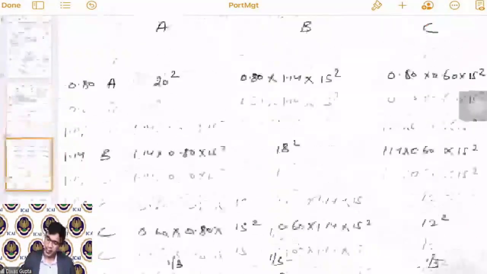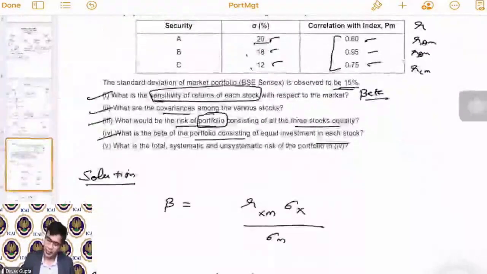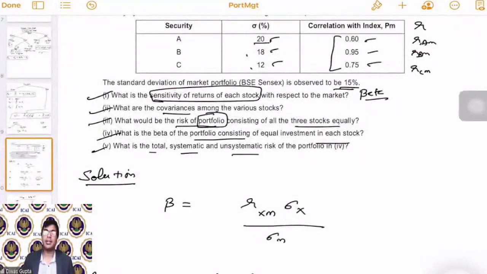The last part of the question asks what is the total systematic and unsystematic risk of the portfolio. Now see, already we have calculated the total risk as per the MPT. We can also calculate the systematic risk as per the Sharpe's index model, and the balance will be the unsystematic risk, again as per the Sharpe's index model. This we have already calculated as per MPT. This we can calculate as per SIM, and this will be coming as a result.